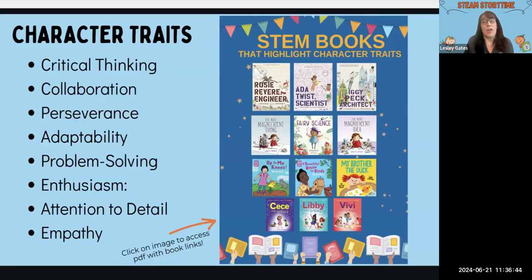And again, I had a hard time deciding which books to put on here, but these are my favorite books for character traits. So when you're trying to teach your students all of these traits that a good STEM thinker is, these are those traits we want them to develop. But we want them to see it in other children through the storybooks. So all of these character traits are found in these books. And if you have any others, you're going to have an opportunity to share in a little bit. But again, these were some of my favorites.